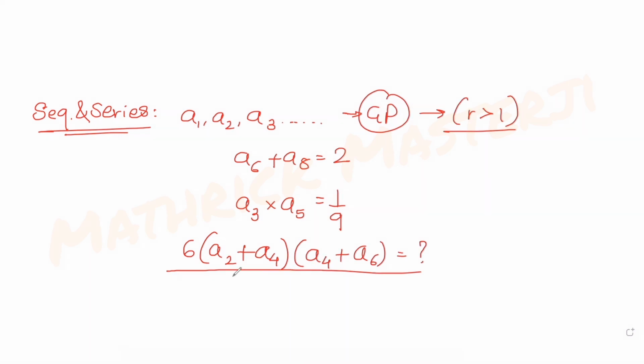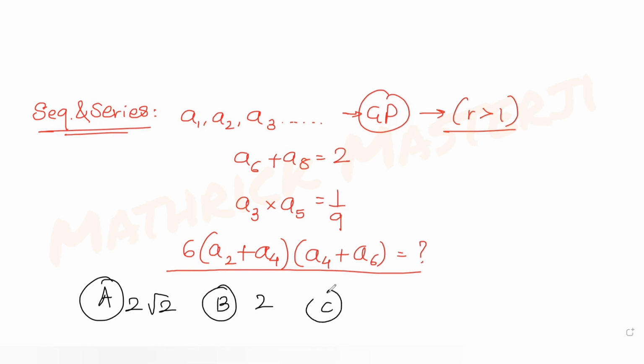So let's try to solve this. Before that, the answer choices given to us for the value of the expression are 2 root 2, 2, 3 root 3, and 3. So to find the correct answer for the expression, we'll first have to find the value of the first term and the value of R that is getting multiplied here.